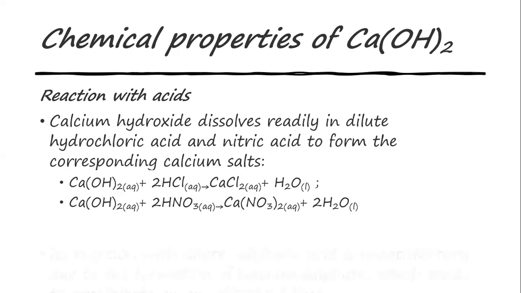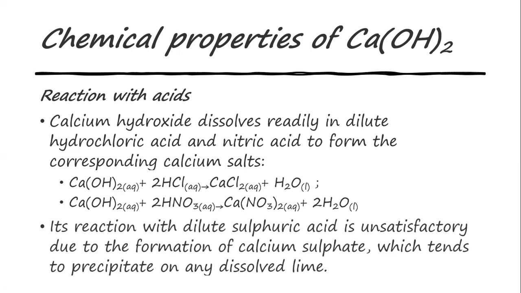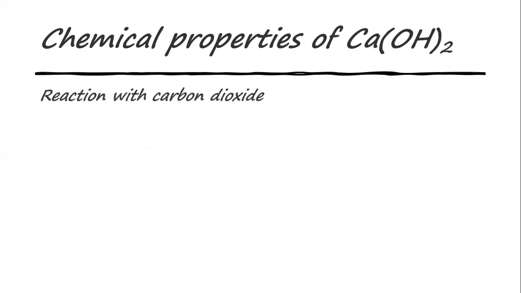Now, the reaction with dilute sulfuric acid is unsatisfactory due to the formation of calcium sulfate, which tends to precipitate on any undissolved lime. So that's how it is.